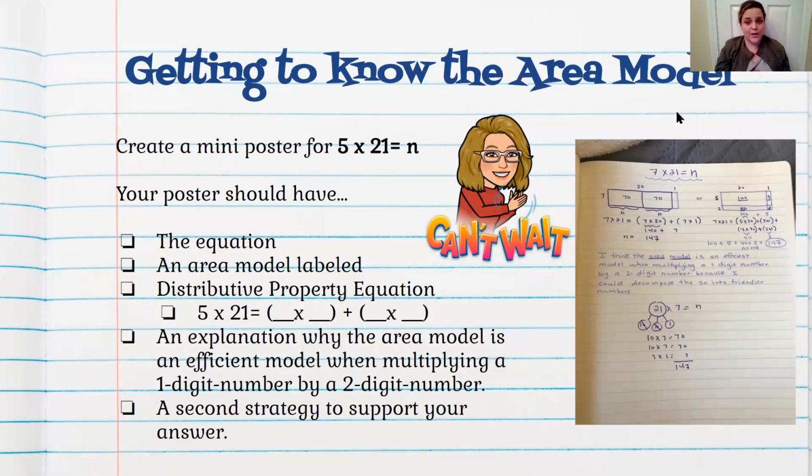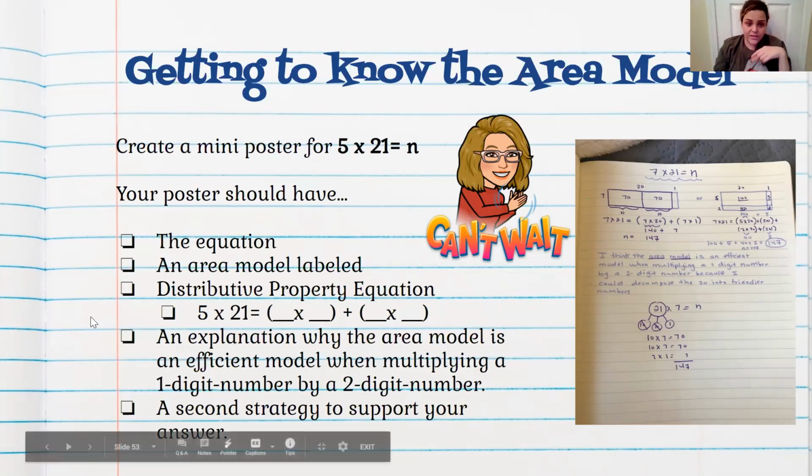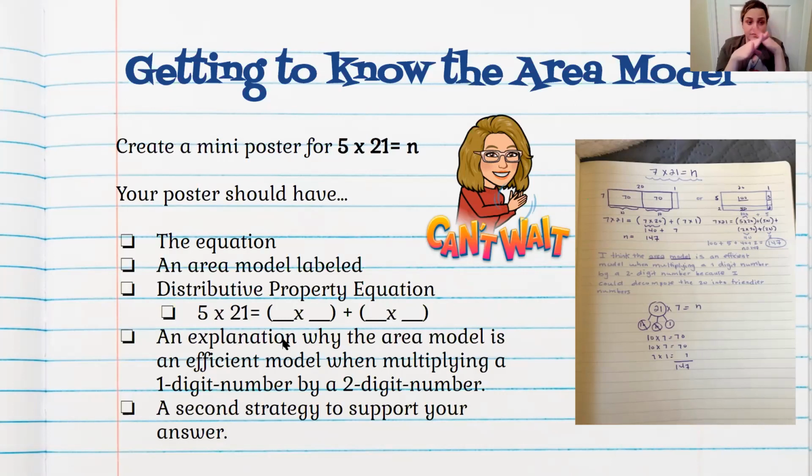I know you don't have poster paper. I use my notebook because I don't have poster paper either, at least not at home. So this is what you're going to do. In your math notebook, you're going to create a mini poster for 5 times 21 equals n. Your poster should have the equation up at the top. It should have an area model labeled, very similar to what I did earlier in the last slides. And if you need to pause so that you can look at mine, go for it. A distributive property equation. So you should have this: 5 times 21 is the same as times plus times.